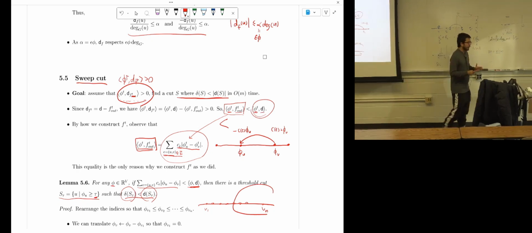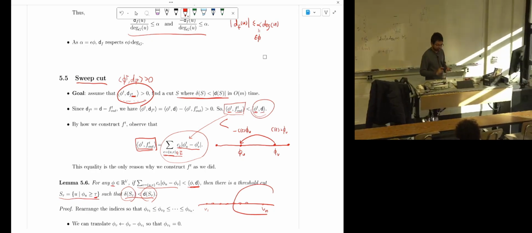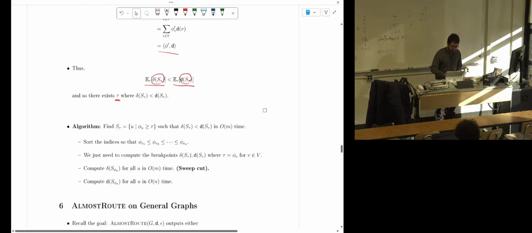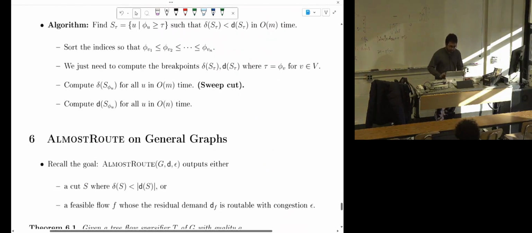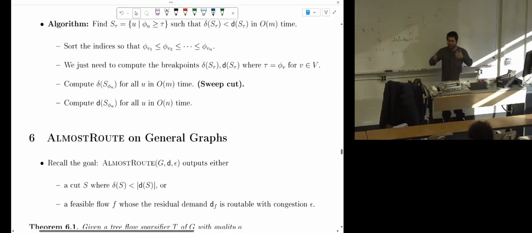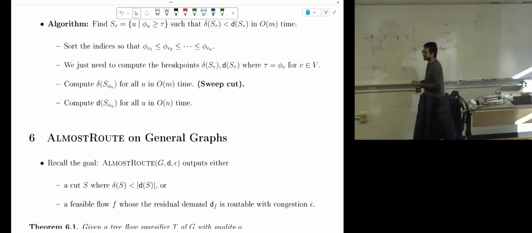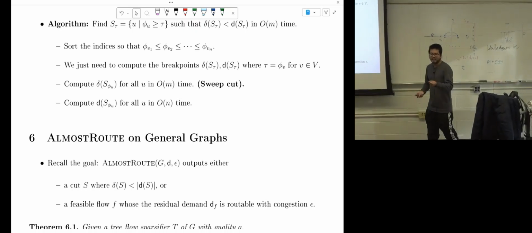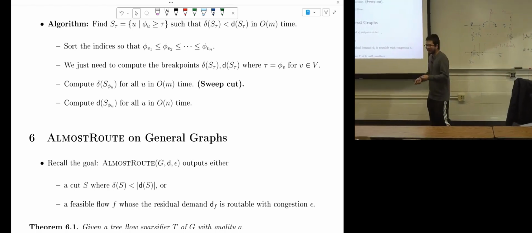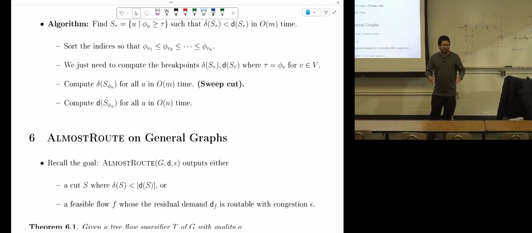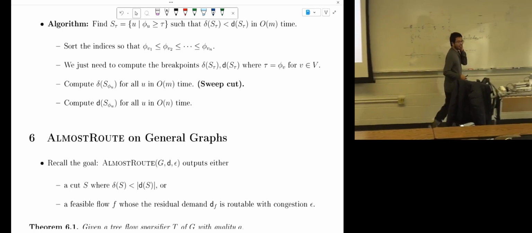Okay. Now let's do it in general graphs. The key idea is to use the tree-flow sparsifier to generalize the algorithm from expanders to general graphs. You might wonder, a tree-flow sparsifier is a crude approximation object. It gives you polylog approximation. How come it's useful for 1 plus epsilon approximation? So let's see. We're going to see it now.